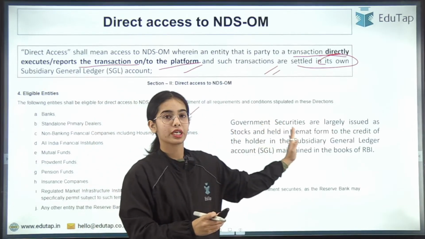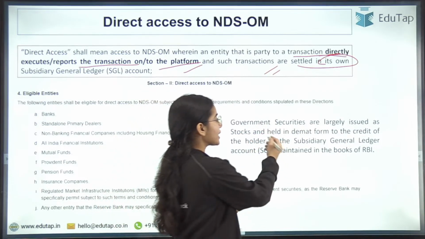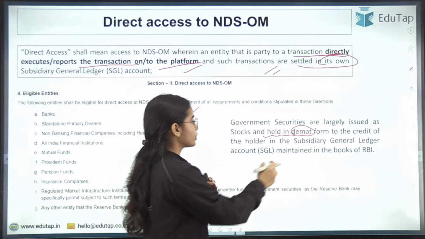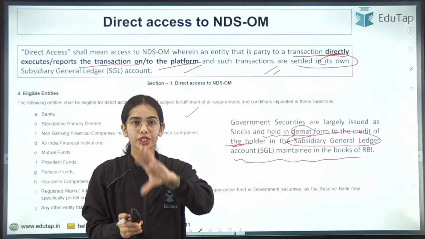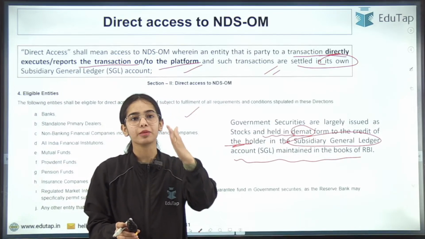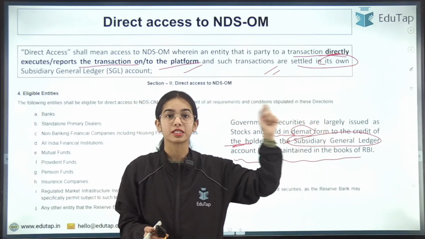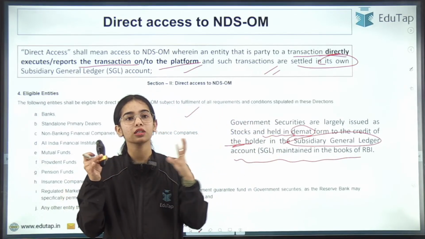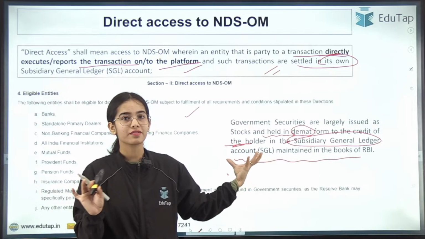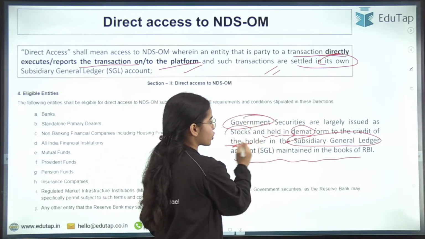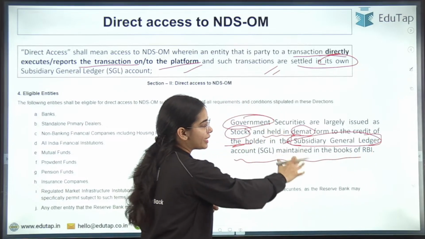So this is the idea that government securities are largely issued as stocks, and they are held in dematerialized form, in the demat form, to the credit of the holder in the subsidiary general ledger account maintained in the books of RBI. Like your shares and bonds, which are kept in the demat form in the depositories, NSDL or CDSL, the government securities do not go to the depositories. They are held in the subsidiary general ledger account that is maintained in the books of the RBI. I hope this is very much clear, okay.